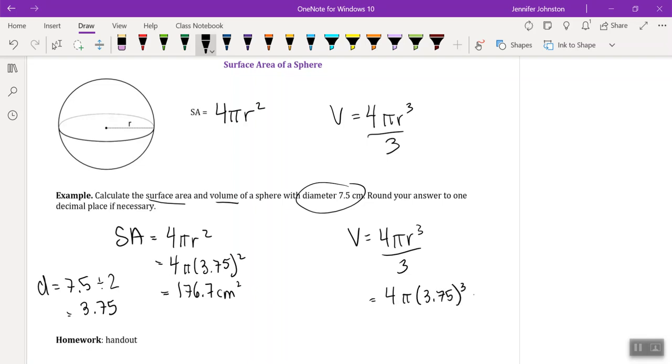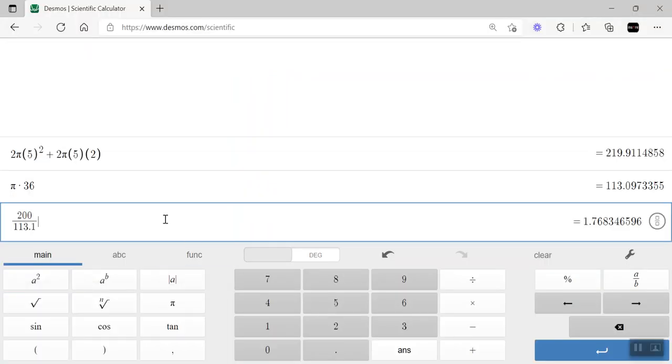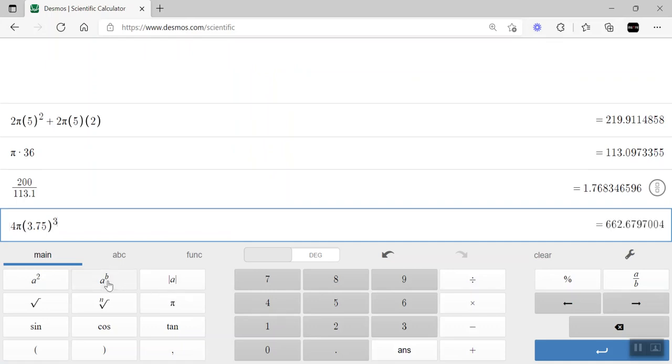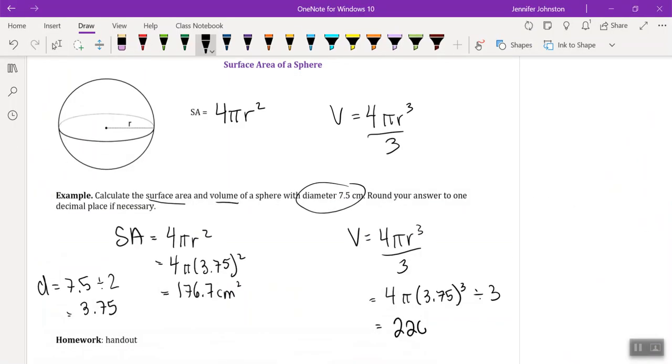And for the volume, we have 4 pi and 3.75. This time it's going to be cubed, divided by 3. I'm going to put this one into my Desmos calculator. 4 pi, 3.75. All right, and then I have to use this button to get a cubed. Move over. See how the cursor was up? Now I'm moving it over. Divided by 3. 220.9. What are the units? Centimeters cubed.